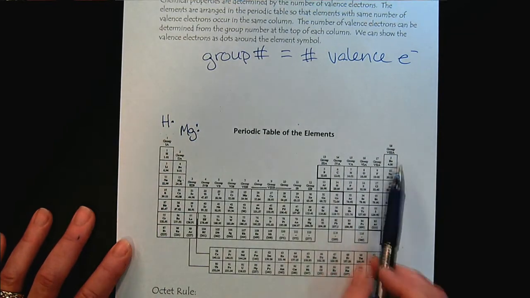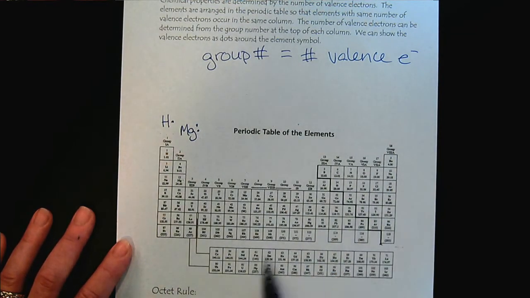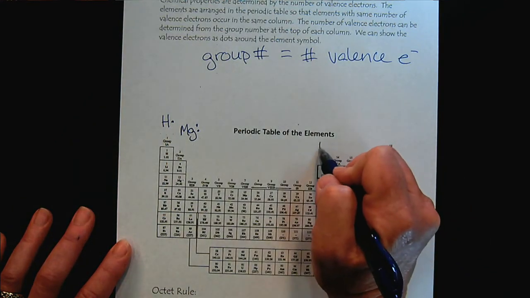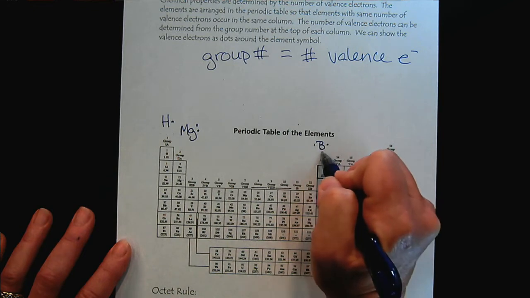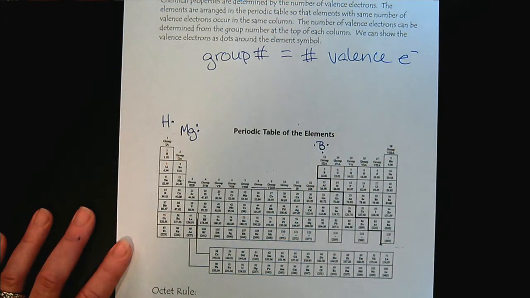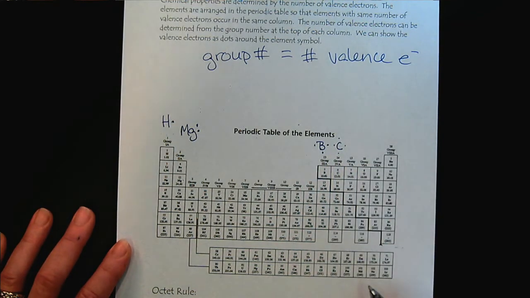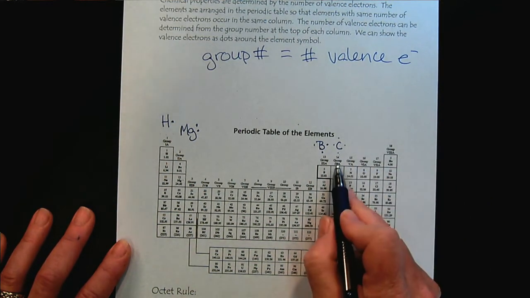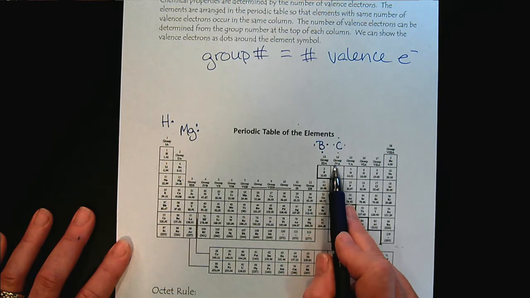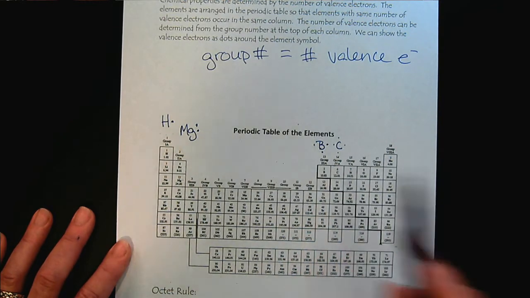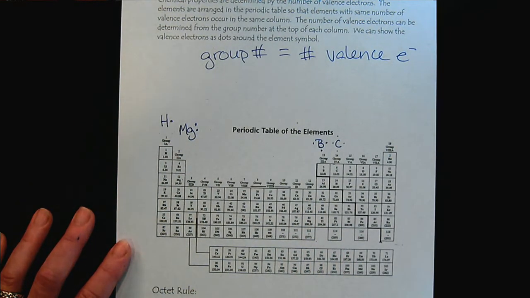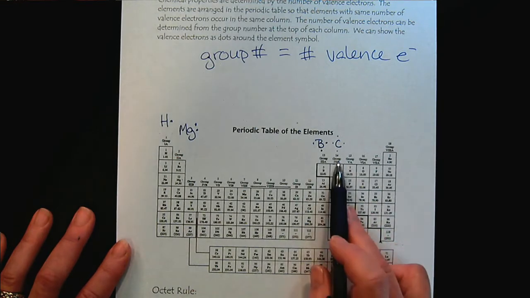Now we're going to be focusing on the main group or the representative elements, so we'll skip the transition metals. When we get to boron, there are 3 valence electrons. Carbon will have 4, right? Because group 4, you can see the Roman numeral 4A or 14. So we just look in the ones place, right?